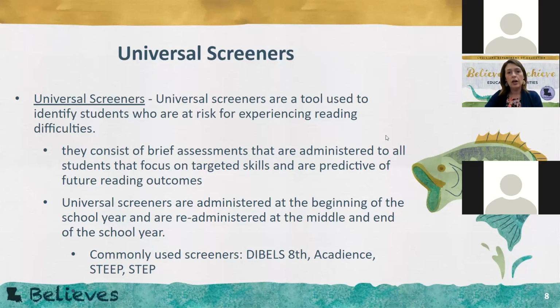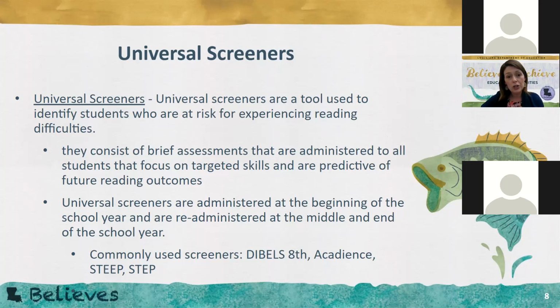These screeners are typically administered three times a year, usually at the beginning of the year and then at the middle and end of the year. Sometimes you might only administer them at the beginning of the year. And if you're in a district or a school where you only administer it at the beginning of the year, a lot of these resources are readily available for you online.